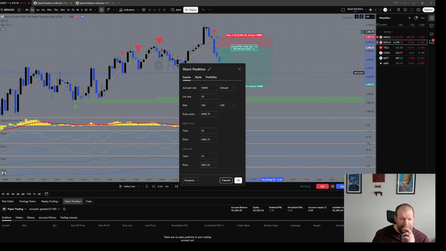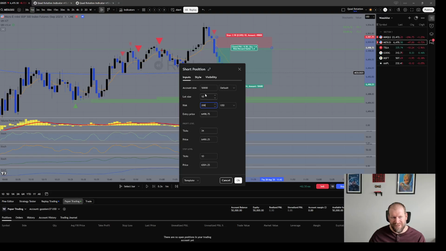But one of the things I don't love about the short position indicator, by the way, I do like being able to see that risk to reward immediately, the immediate P&L, but it is asking what I'm risking. Well, I don't know. Look at the ticks and tell me what I'm risking. Why is it not calculating that for me? So just an annoyance for me. I think that should just be part of it.